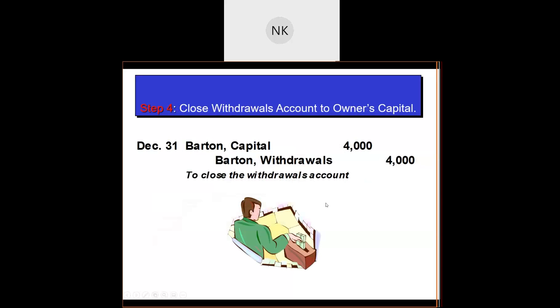Another thing, don't forget withdrawals. Withdrawal also has to be transferred to capital. So what you do is, withdrawal is a debit item. Just now we did not include all the amounts in the income summary. It should be separated. So when you close the withdrawal, you credit withdrawal and debit it to capital. So withdrawal also cannot have any balance.